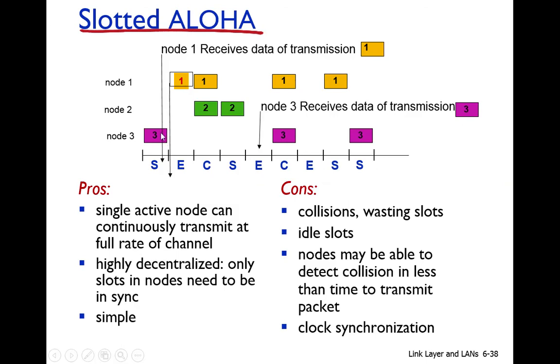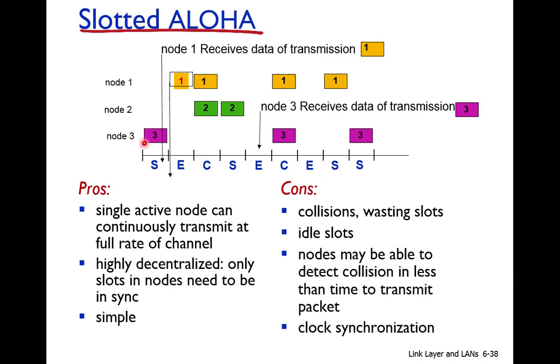I would like to explain it through an example. Suppose this is the timing, and these are the slots: the first slot, the second slot, the third slot, the fourth slot, slots 1, 2, 3, 4, 5, 6, 7. Suppose these are nodes 1, 2 and 3. Suppose node 3 receives data from the upper layer, so node 3 wants to transmit the data.